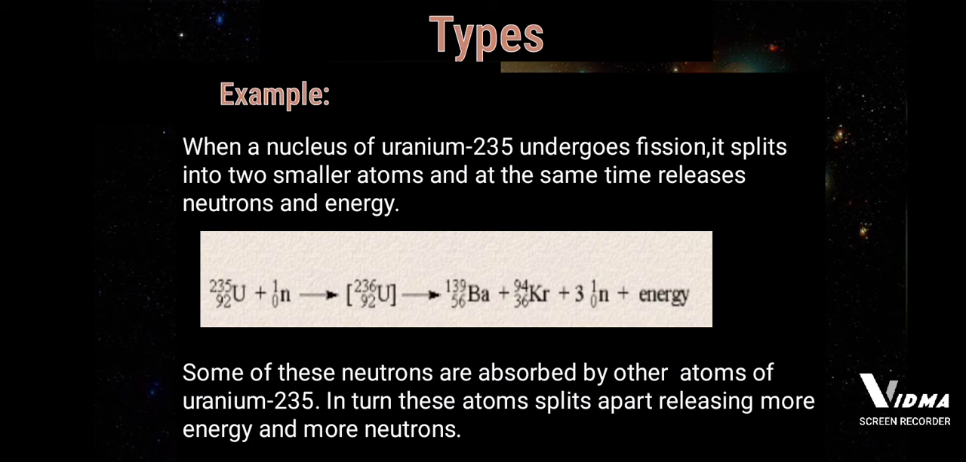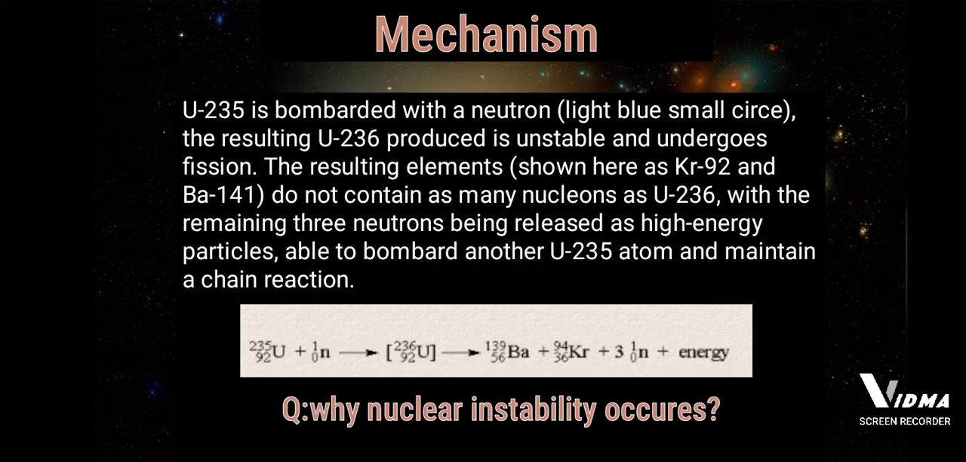Next is an example of a nuclear fission reaction. Here we can see that when a nucleus of uranium-235 undergoes fission, it splits into two smaller atoms and at the same time releases neutrons and energy. Some of these neutrons are absorbed by other atoms of uranium-235. In turn, these atoms split apart, releasing more energy and more neutrons, and they continue the process again and again. So, let's have a look at the mechanism.